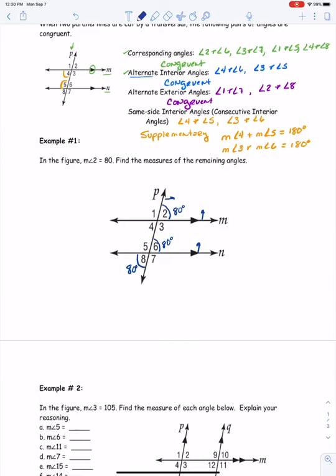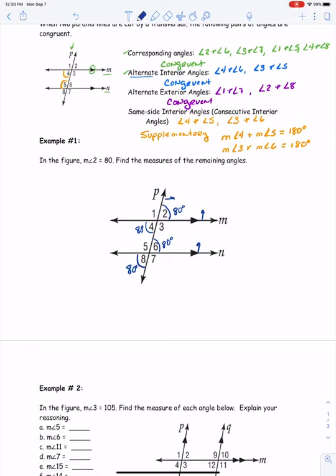Okay? Now, look at this. Angle 6 is an interior angle. It's on the right side of the transversal. So let's look at our alternate interior angles now. So now 6 is 80 degrees. 4 is alternate, or on the opposite side of the transversal P. So we know they're opposite each other. So we know they're congruent because they're alternate interior angles. We know that angle 4 is also 80 degrees.